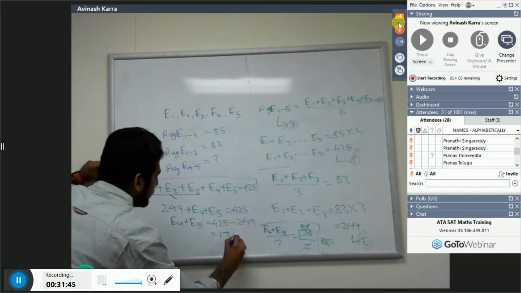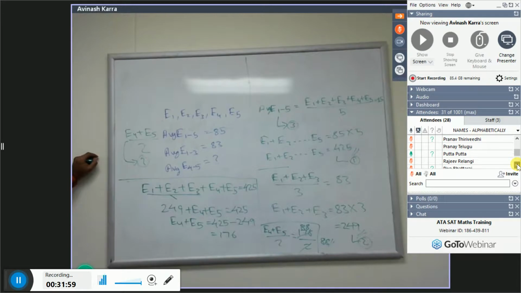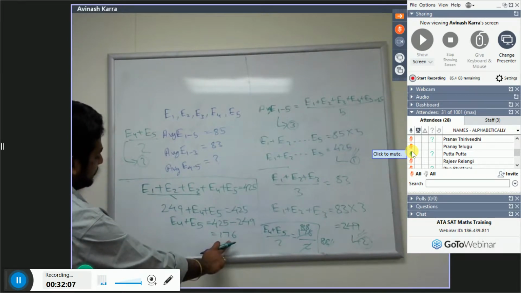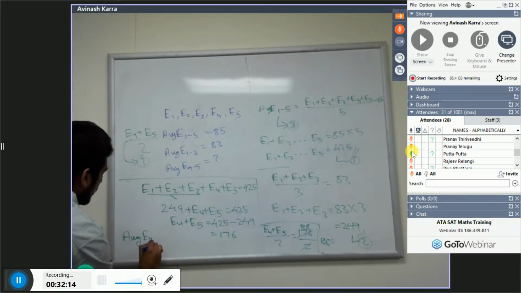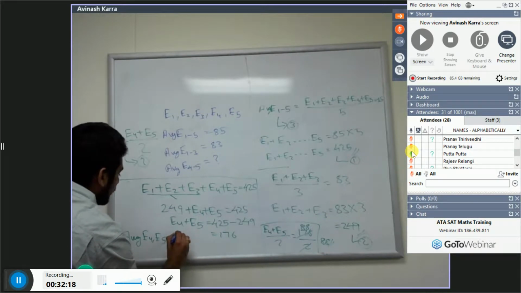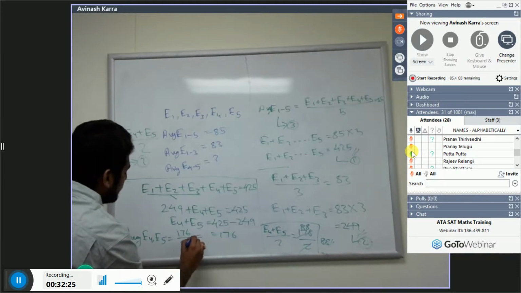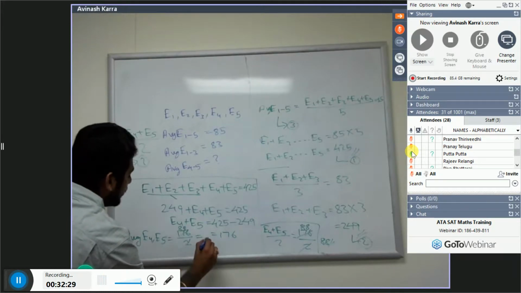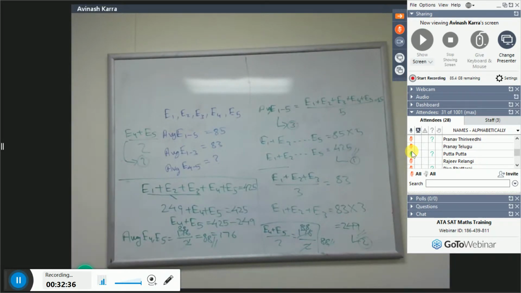You said you got 176. And what they asked, did they ask the sum of E4 and E5? No. They asked the average of E4 and E5, right? So what is the average? Sum by number of values. How many values are there here? 2 values. And what is the sum? 176. So average of E4, E5 is equal to 176 divided by how many values? 2. When I simplify it, 2 ones are 2, 2 eights are 16. So 88 is the answer. Oh, okay. Thank you. You're welcome.